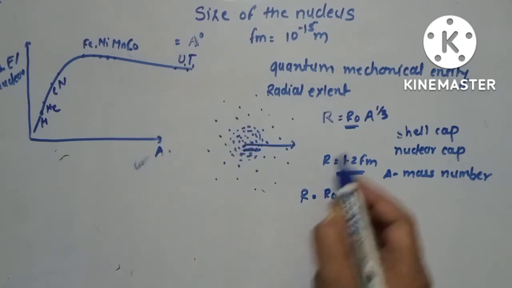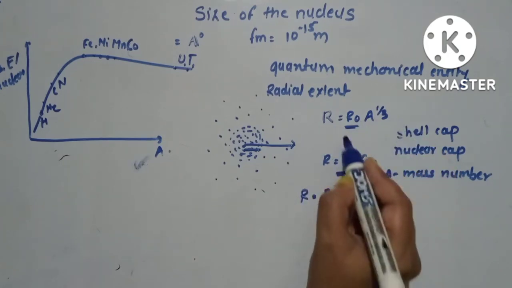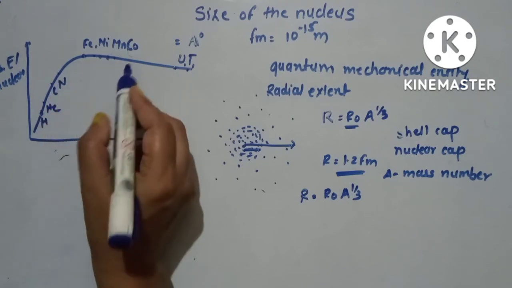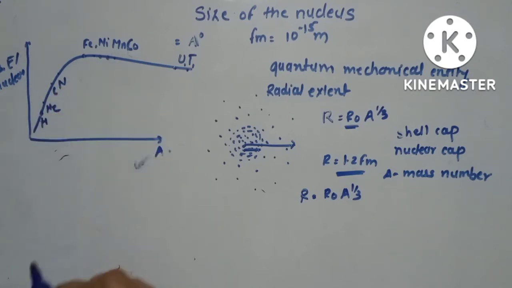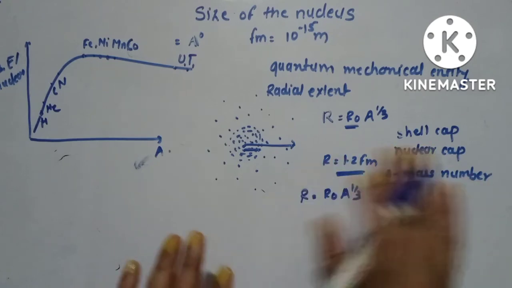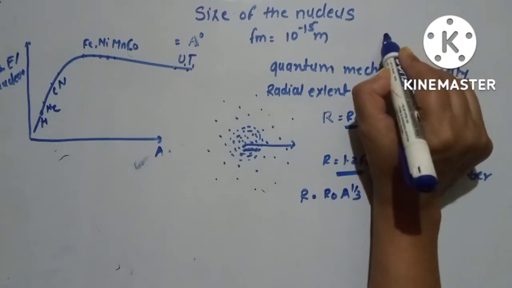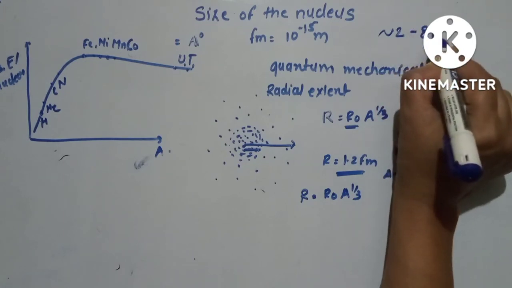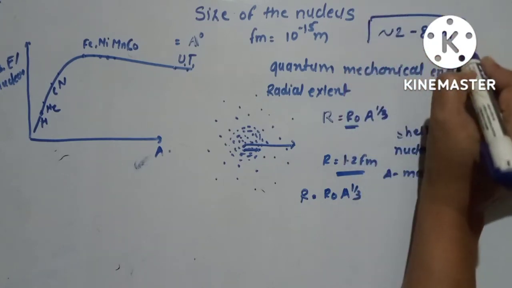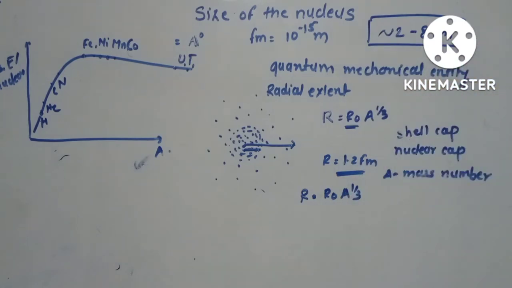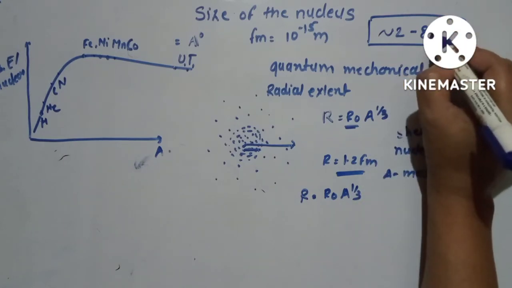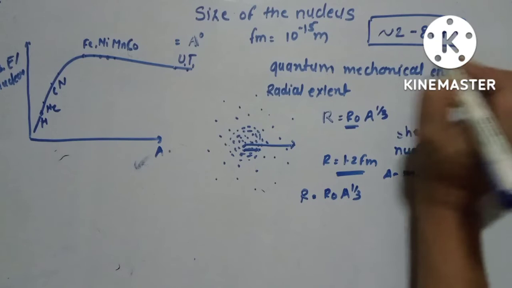By using this formula, if you calculate the radial extent of all these nuclei, you are going to get that in the whole periodic table the size of the nucleus lies in nearly a range of 2 to 8 femtometers. That's it. If you try to calculate the size of any nucleus, it will lie somewhere from 2 to 8.6.